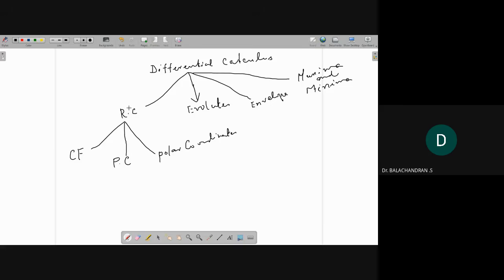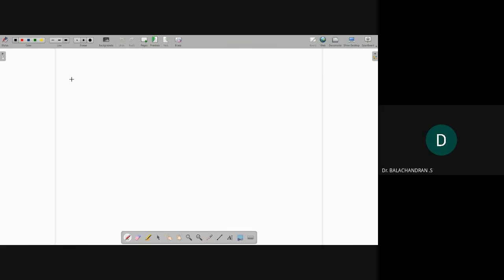Now I am going to start radius of curvature. First the Cartesian form. The formula for radius of curvature in Cartesian coordinates.